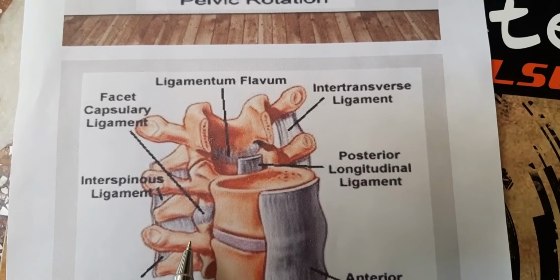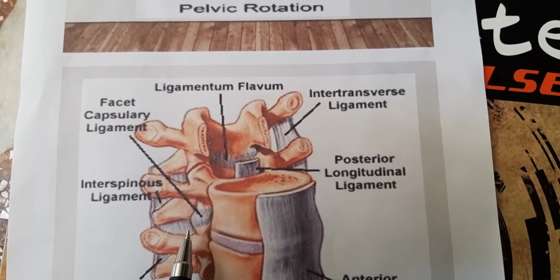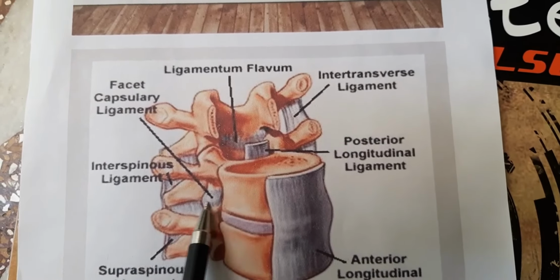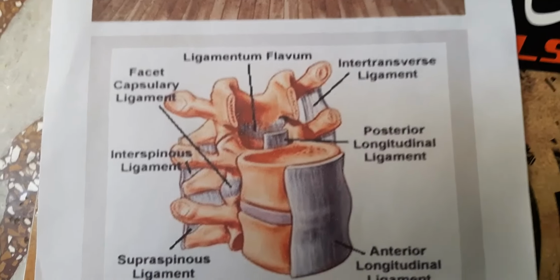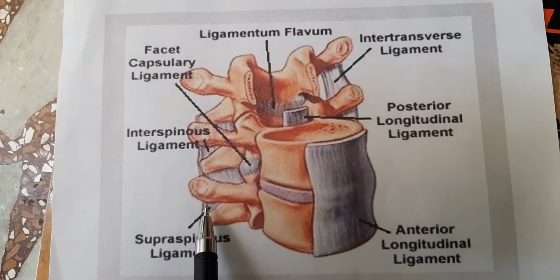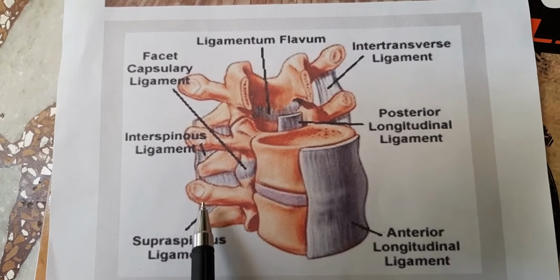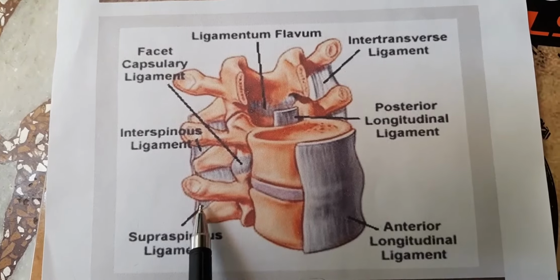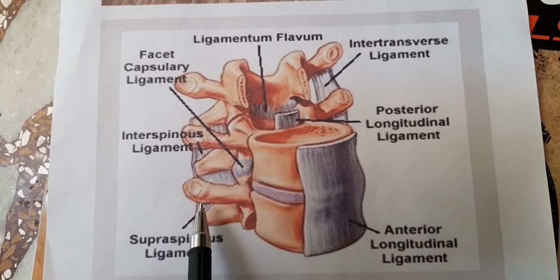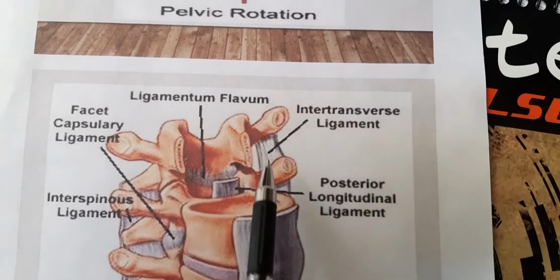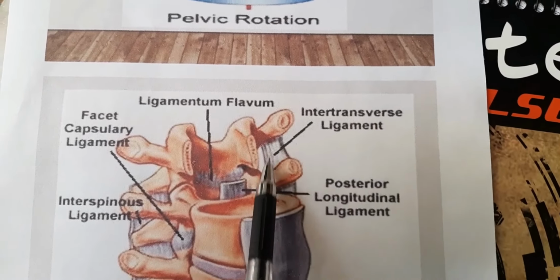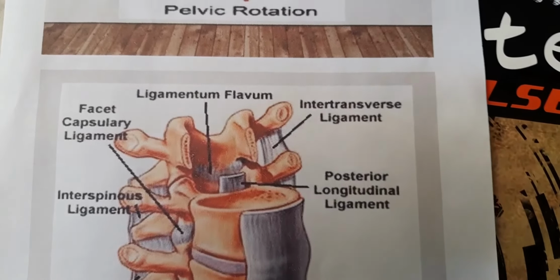The interspinous ligament attaches the spinous processes of the vertebrae. The next is the supraspinous ligament, with which the superior articular process I told you about articulates. And the intertransverse ligament: the transverse processes are attached through this ligament.